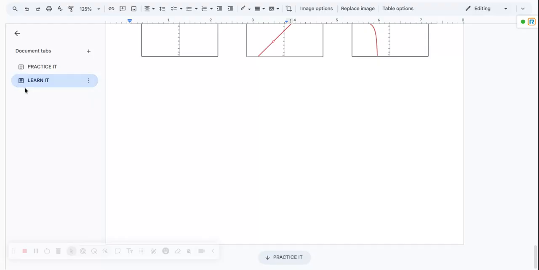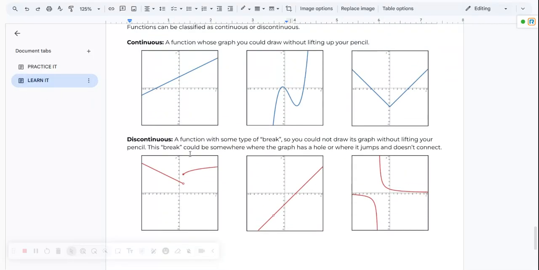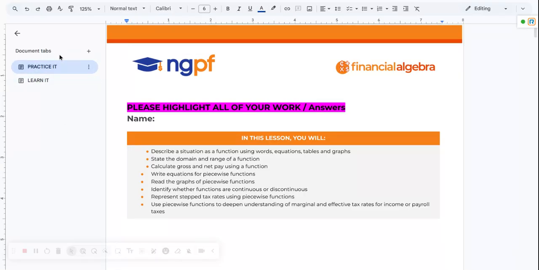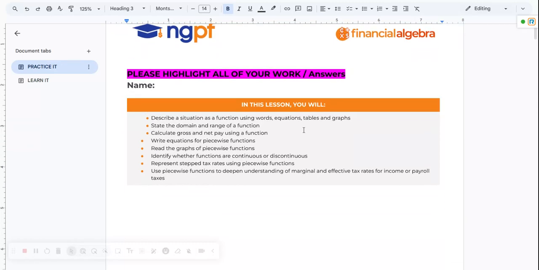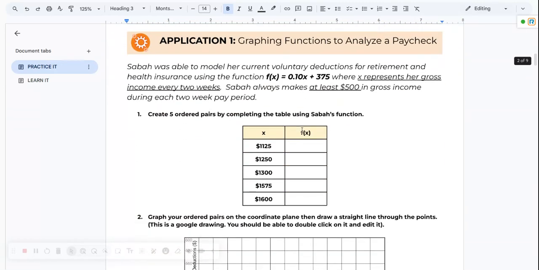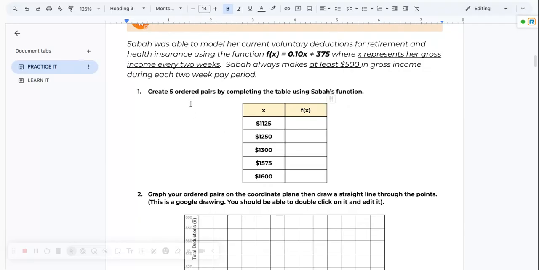Okay, we have finished going through the Learn It tab. The purpose of this video was to teach a quick review of this information. In class, the work that you're going to do is in the Practice It tab. First thing I'd like you to note is that you should please highlight all of your work or answers in the color of your choice so that I can easily see your work. And then I want to just scroll through and show you how you're going to fill it in.